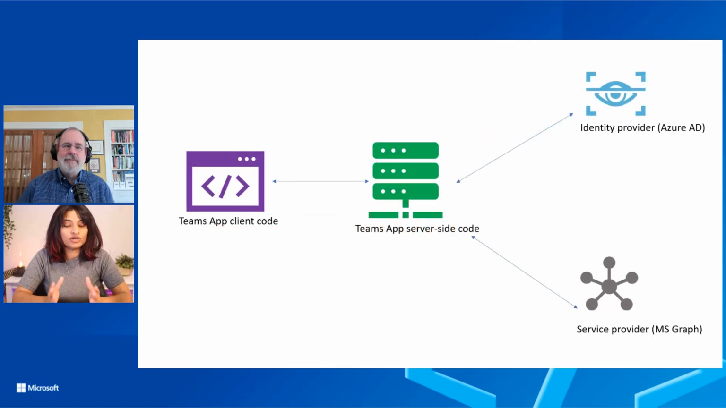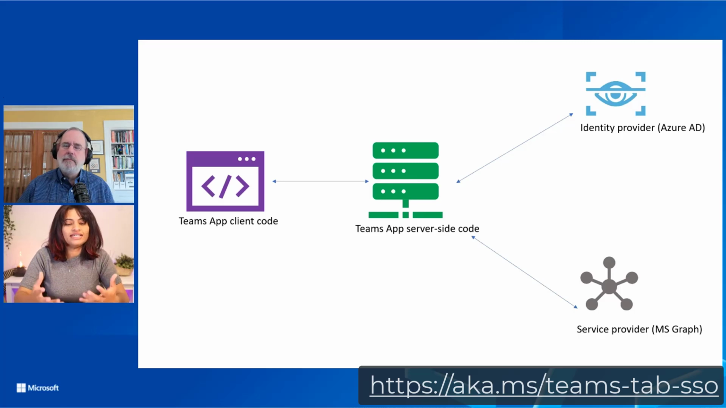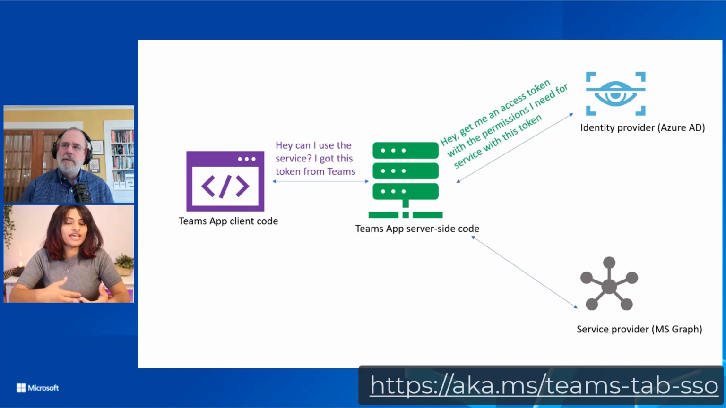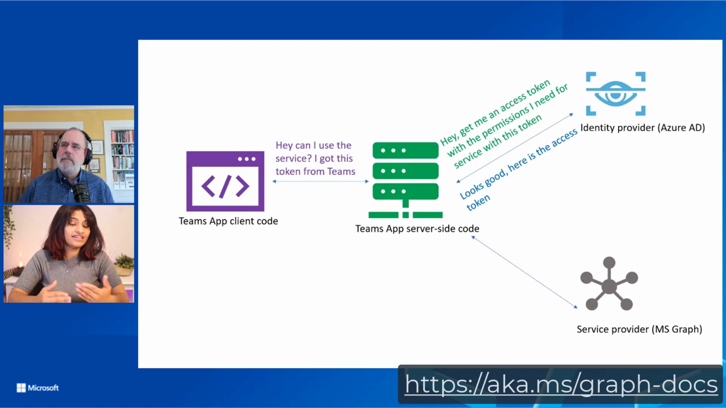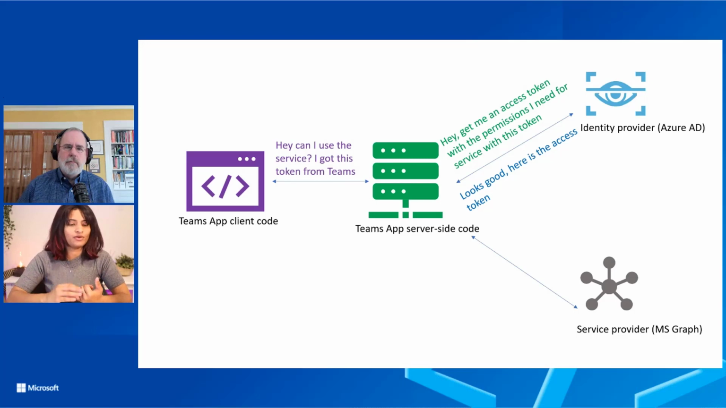Now we're going to discuss what SSO is for Teams tabs. So we have a Teams application client code, and there is a Teams application server-side code. The client code would get a token from the Teams SDK, and that token is given to the server-side code. The server-side code then asks the identity provider to get an access token with the permissions that this app needs to show the data from a service. In our case, let's say the service provider is Microsoft Graph. The identity provider does all the checking, whether the registration is done, same thing that we discussed earlier. It checks the identity of the person and the permissions and scopes that this application needs, and gives the access token back to the server-side code.